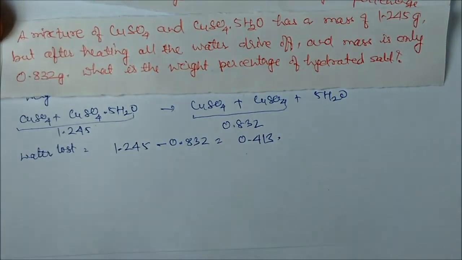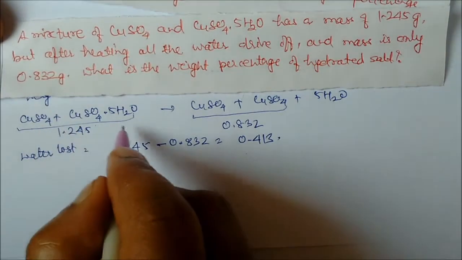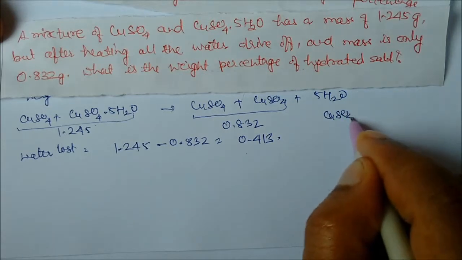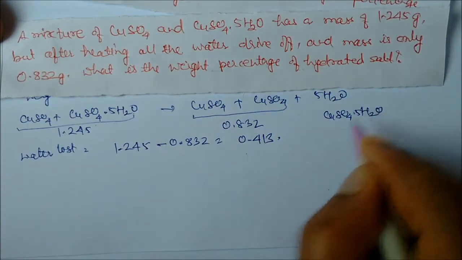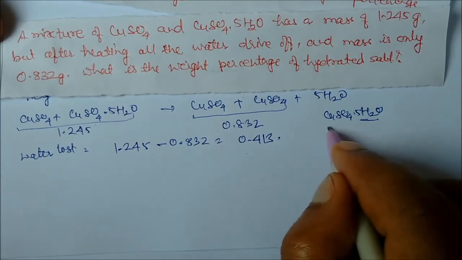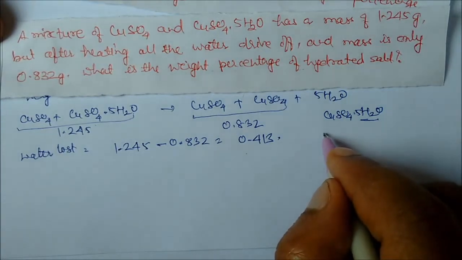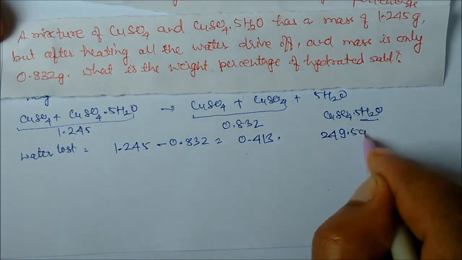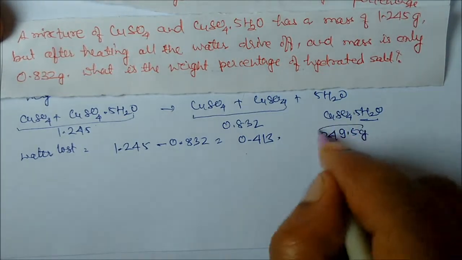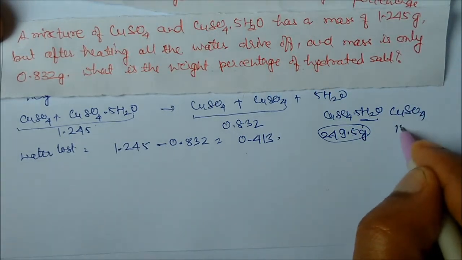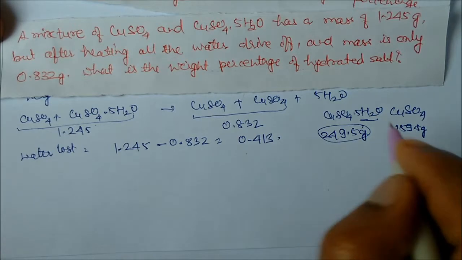Okay, so we can see here, molar mass of copper sulfate is how much? Copper sulfate molar mass is, this is 90 gram for water, and copper is 63.5, so total is coming to 159.5 gram, and including water for copper sulfate 5H2O it is 249.5 gram.